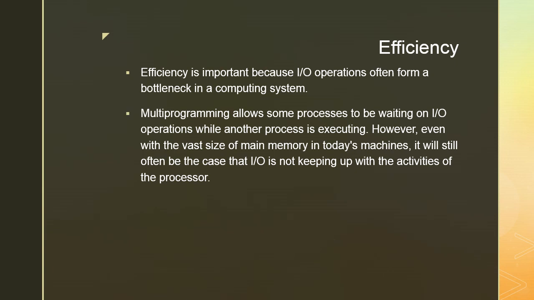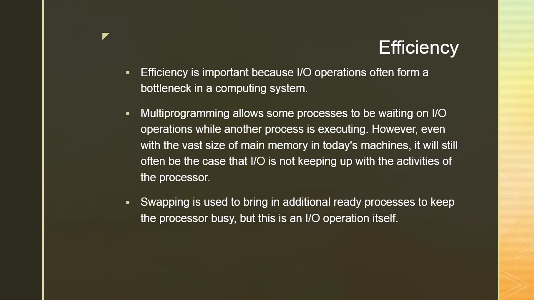One way to tackle this problem is multiprogramming, which allows some processes to be waiting on IO operations while another process is executing. However, even with the vast size of main memory in today's machines, it will still often be the case that IO is not keeping up with the activities of the processor.